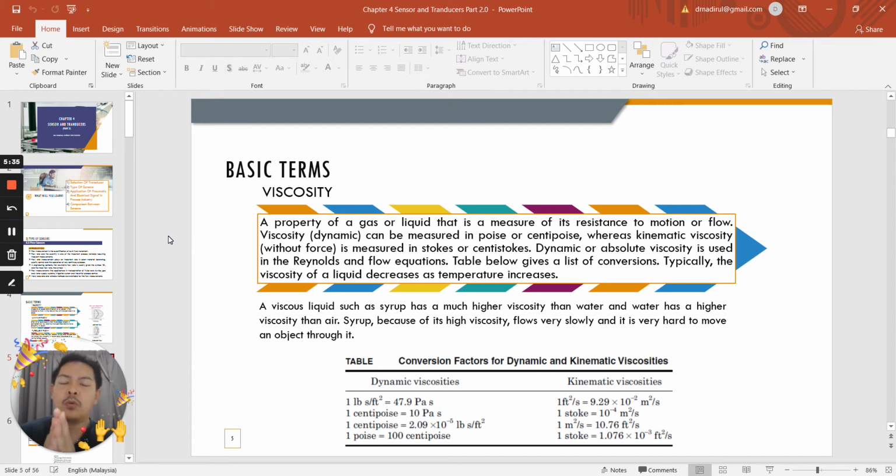Another term that you will more commonly encounter when discussing velocity and flow is viscosity itself. Viscosity, a property of a gas or liquid, is a measure of its resistance to motion or flow. Dynamic viscosity can be measured in poise or centipoise, whereas kinematic viscosity, without force, is measured in stokes or centistokes.